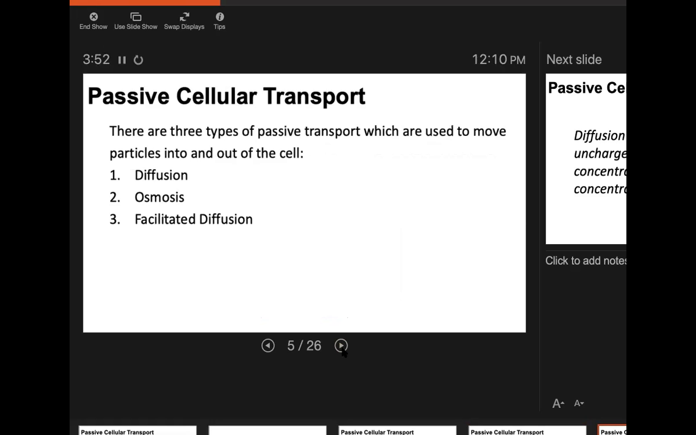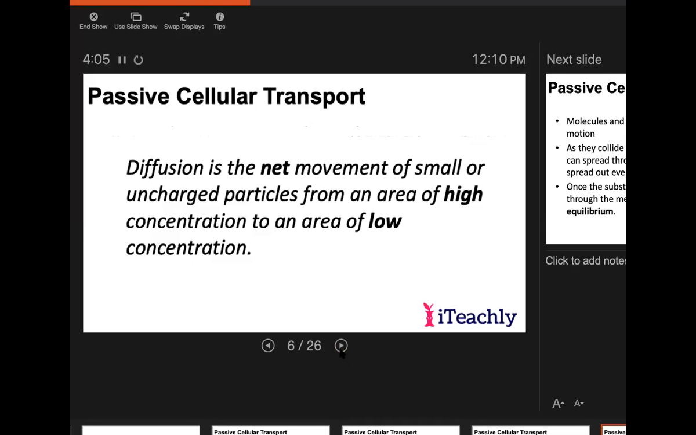Now, the next page is a model that represents, oh, sorry, a little definition first. So diffusion is the net movement of small or uncharged particles from an area of high concentration to an area of low concentration. And just remember, concentration means amount. So a large amount to a lower amount.